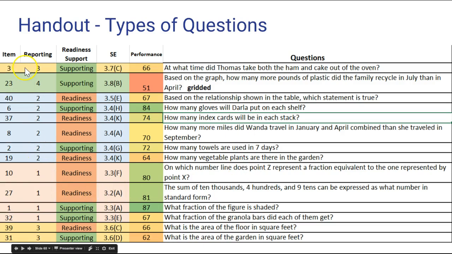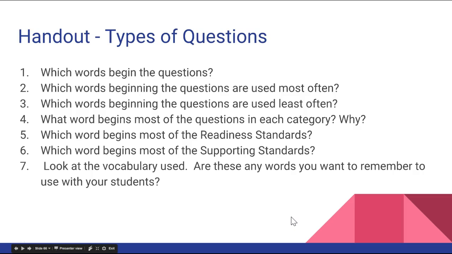You'll notice again, these reporting category colors are the same. Salmon is reporting category 1, blue is reporting category 2, mustard is 3, and green is reporting category 4. You'll have the supporting and readiness standards here. As you can see, the question how, there's more readiness standards that had that type of question for reporting category 2. So mostly reporting category 2 had the how questions. So look to see what kind of questions are we getting from each reporting category. Or does a supporting or readiness standard seem to favor that type of question? So these are some questions you can think about.